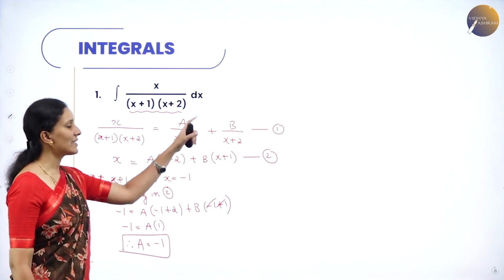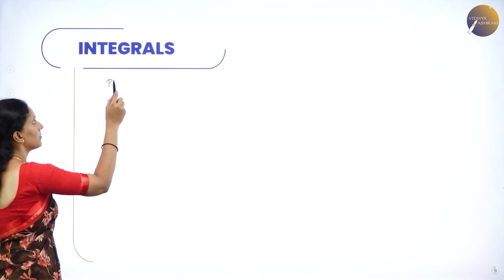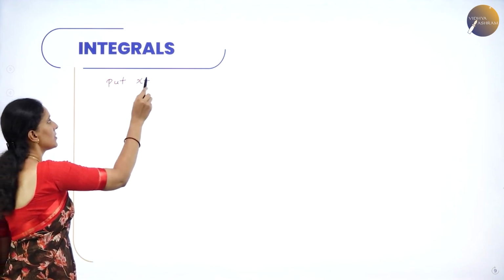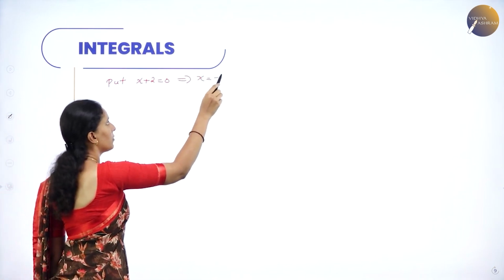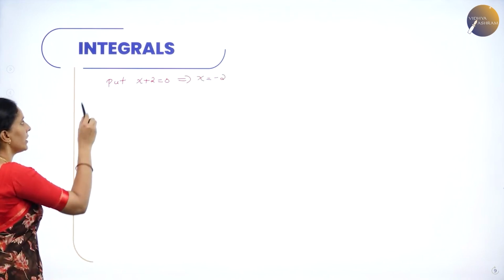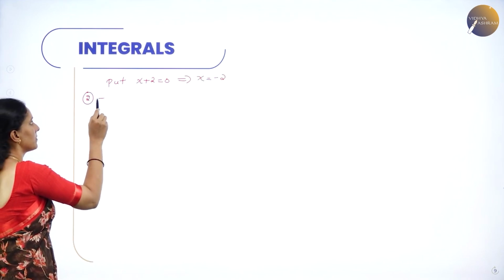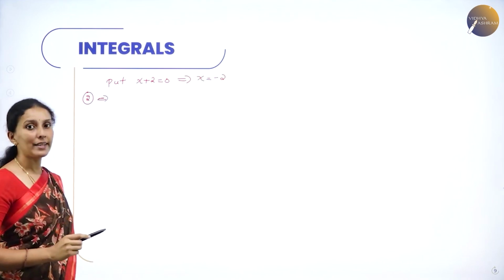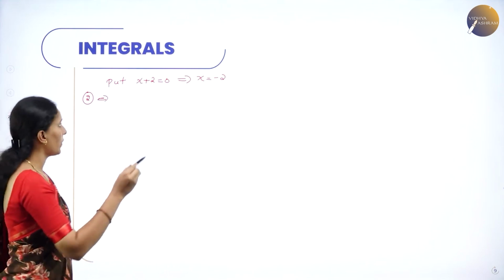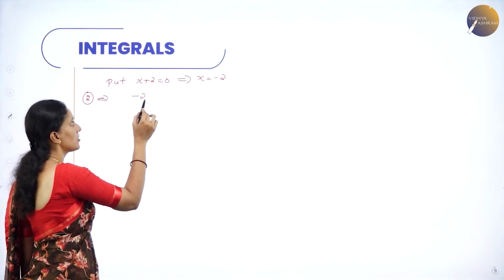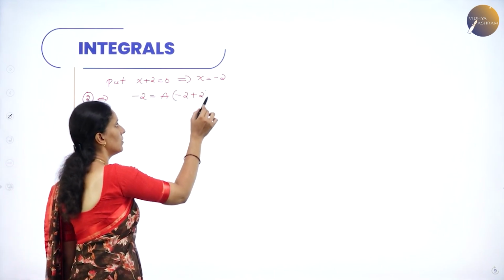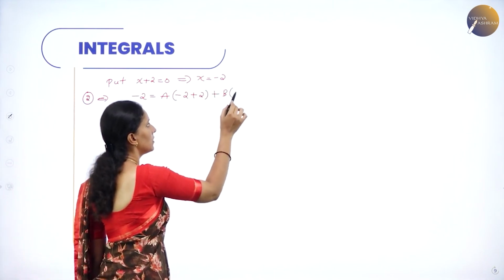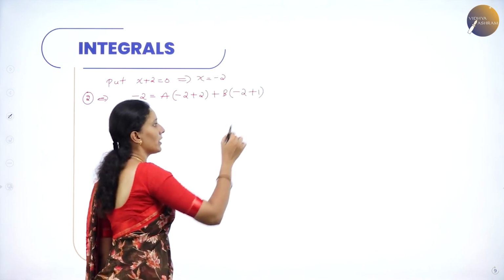Similarly, we will equate the second term now. Put x plus 2 is equal to 0. So this implies x is equal to minus 2. So equation 2 implies, substitute x is equal to minus 2 in the equation, then it becomes minus 2 equals a into minus 2 plus 2 plus b into minus 2 plus 1.